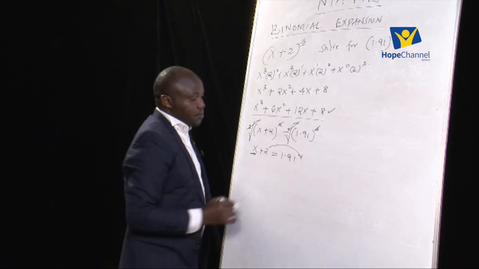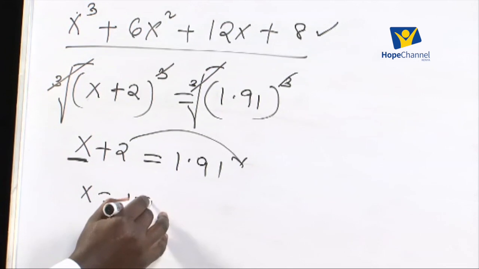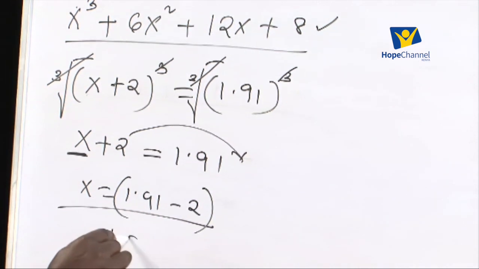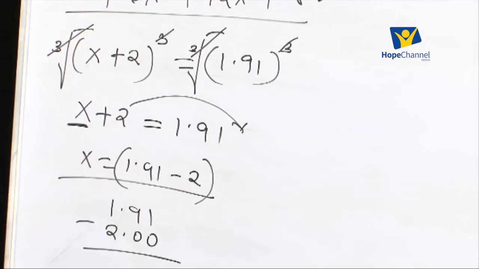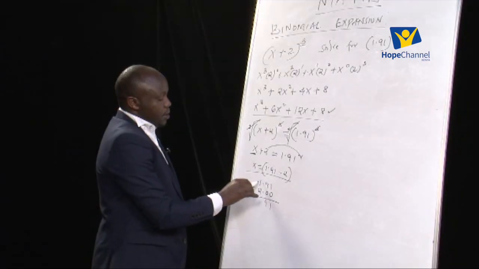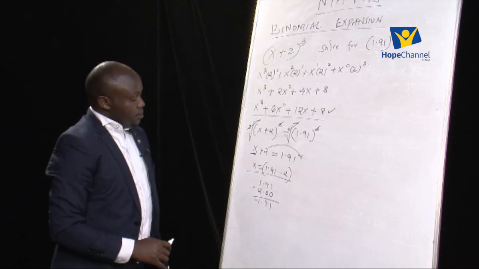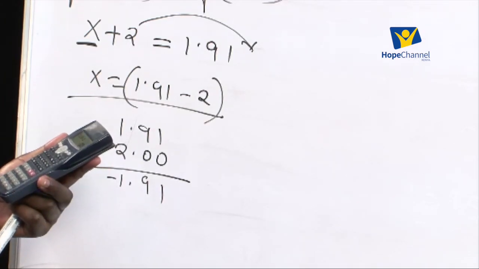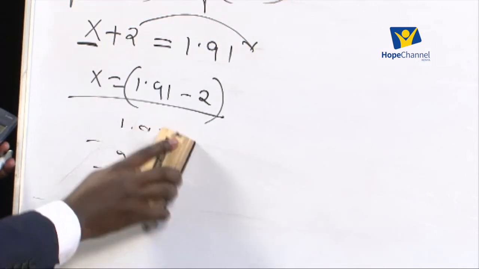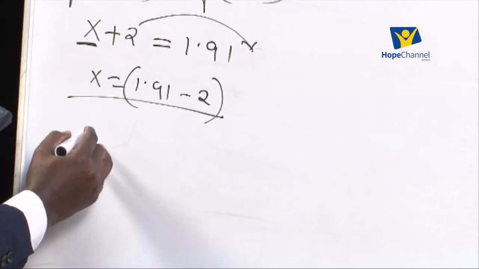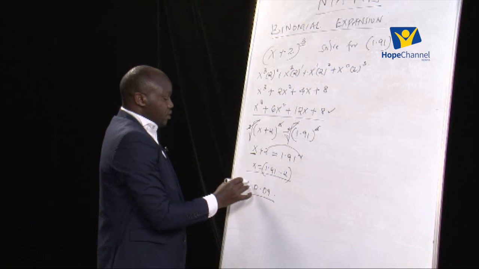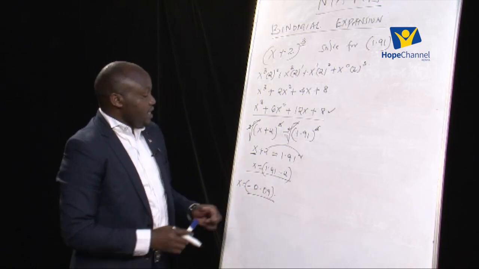So take 2 to the other side of the equal sign. So we have x is equal to 1.91 minus 2. What is 1.91 minus 2? What do you get? This 1 minus 2 is negative 1. From your calculators, what do you get? 1.91 minus 2 is negative 0.09. Correct. Now that is the value of x. So x is equal to negative 0.09.